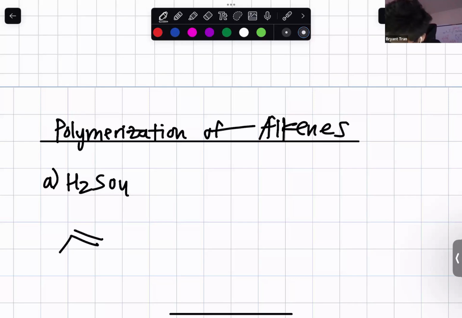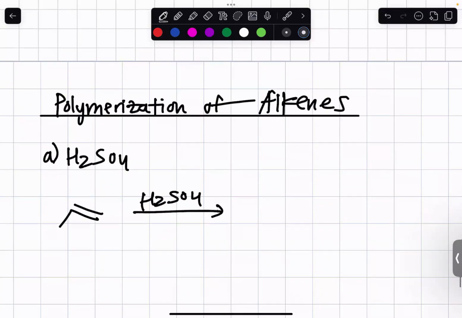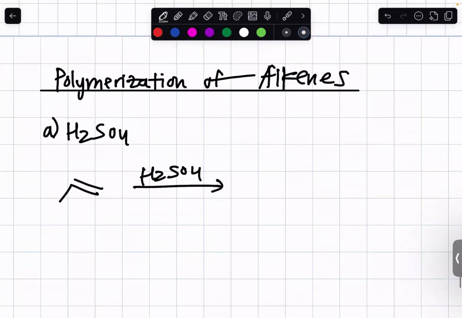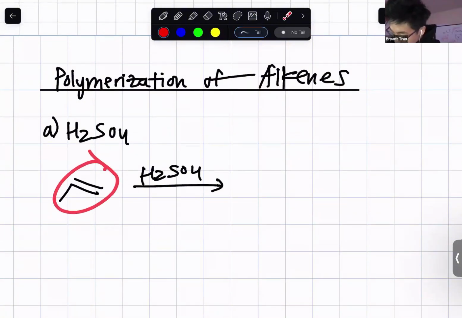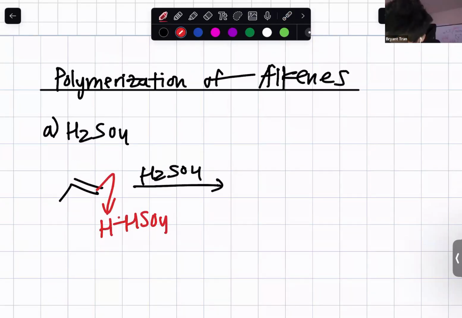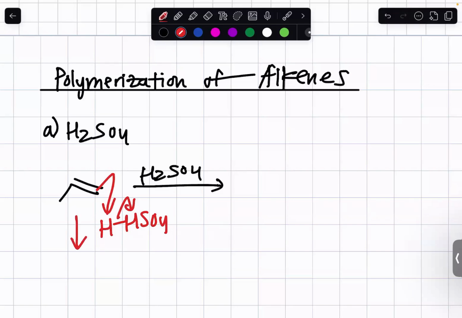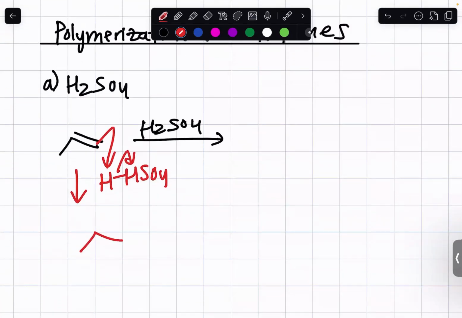Let's say we have this alkene right here, and we react it with H2SO4. What would you say the first step of the mechanism would be if we have a strong acid reacting with this alkene? It protonates this alkene. And what would result after that protonation? Then I'd say it forms a carbocation at the more stable position right there. Let's say it's that carbon right there.